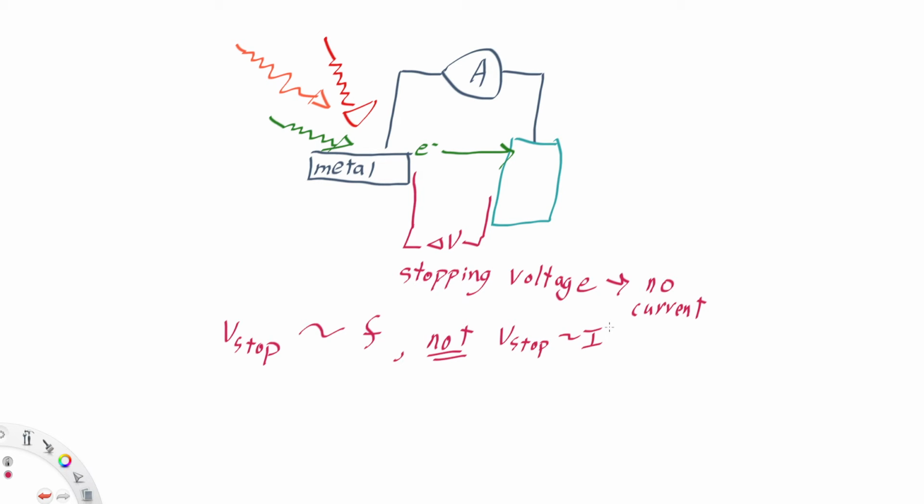So in other words, the actual rate that you're depositing energy on the metal doesn't matter, right? So more intense light, brighter light is depositing energy more quickly on the metal. But one thing is, current happens immediately, right?